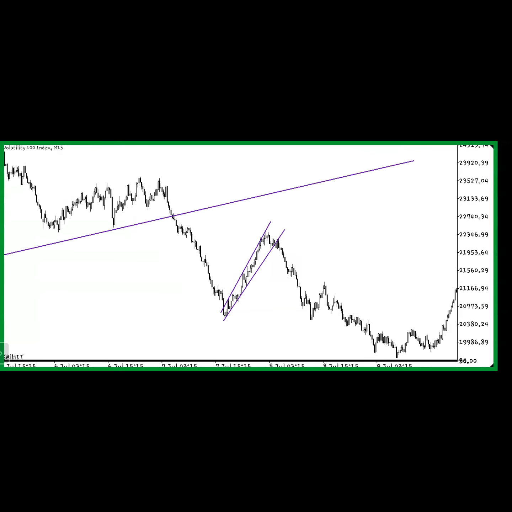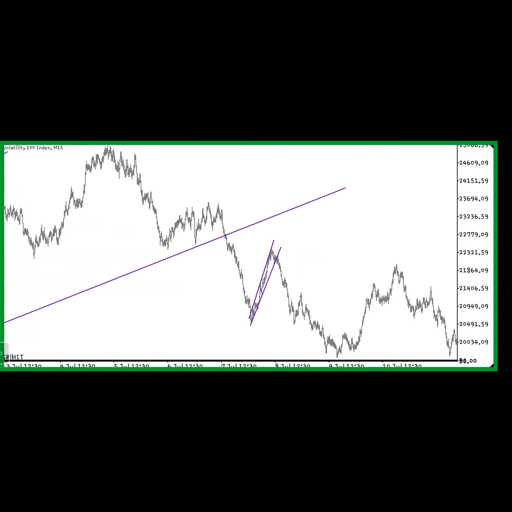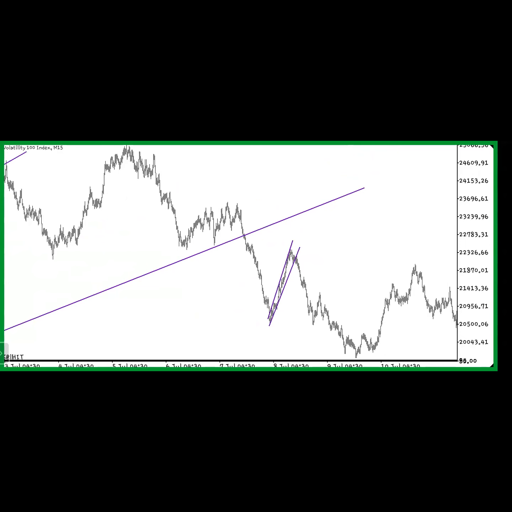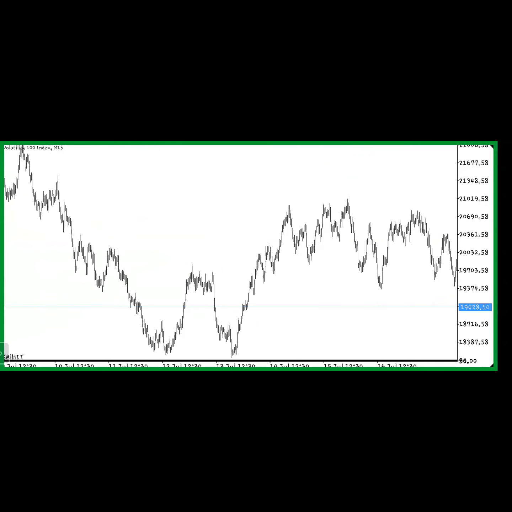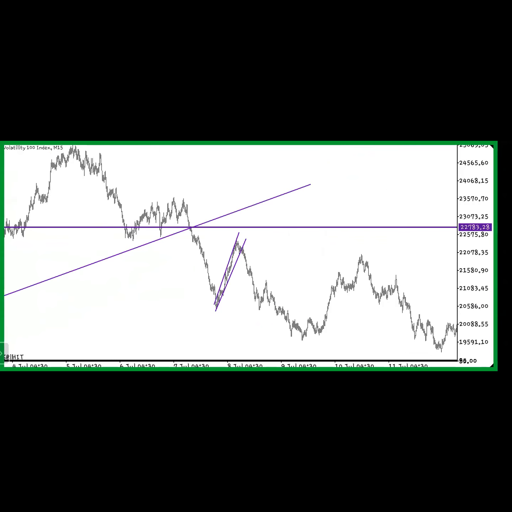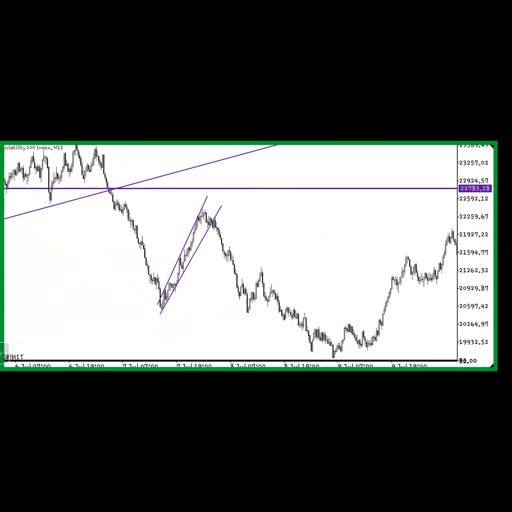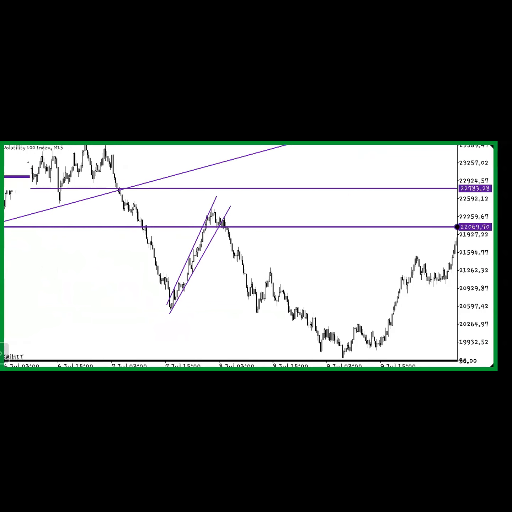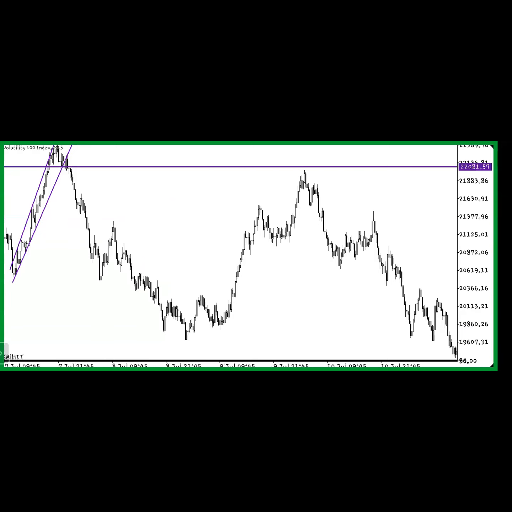So these ones work as our re-entry points. For example, we have our first trade here, first entry here. Then we are going to have our second trade, our second entry here. We have another channel here.